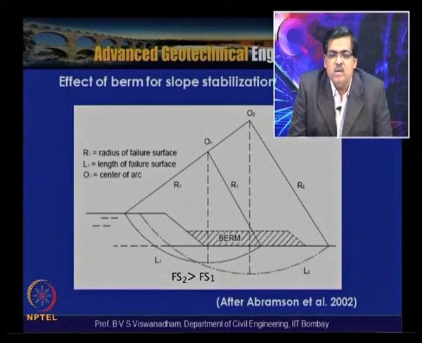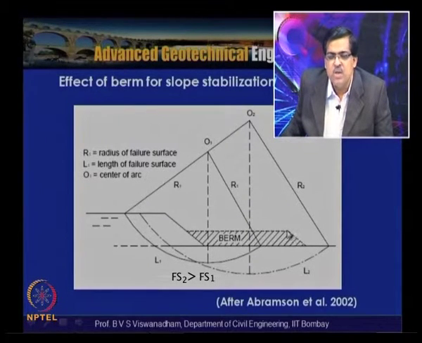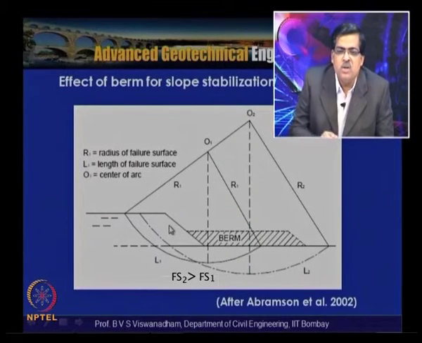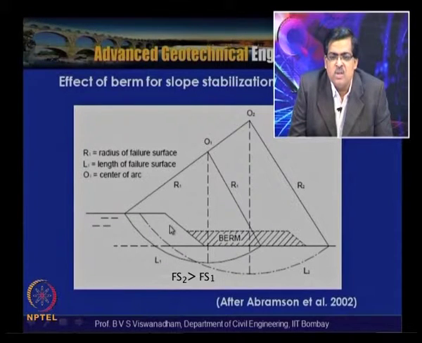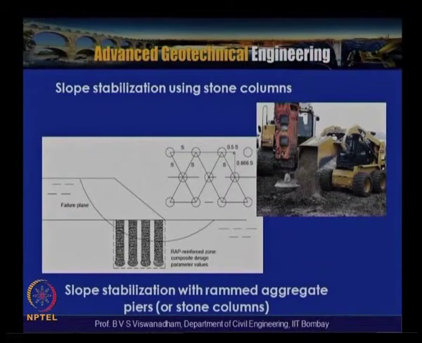The horizontal extent of the berm from the toe of the slope is important, and the required height of the berm needs to be ascertained. Sometimes it is not possible to extend the berm to large distances. In such situations, one can resort to what we discussed in the previous lecture, slope stabilization using stone columns, which can be combined with or incorporated into this.